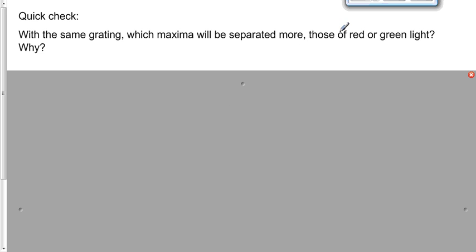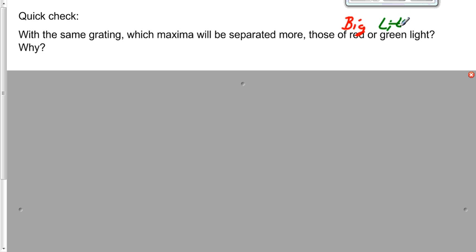So red has a longer wavelength than green does. So red has a bigger wavelength. I'm going to write big over red. Maybe I shouldn't be using a red pen. Actually, let's switch to green then. So big for red and little for green in terms of the wavelength.